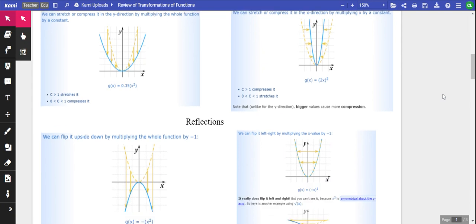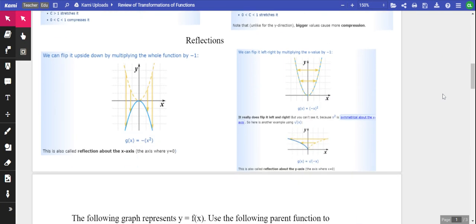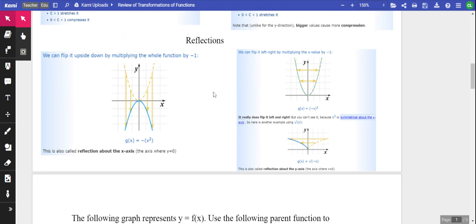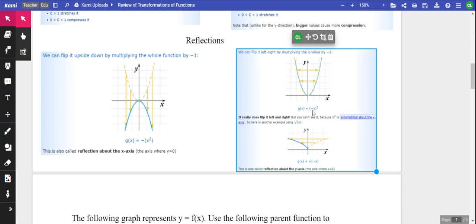The last transformation that we have is the reflection. If I want to reflect over the x-axis, turn my graph upside down, I need my negative to apply to the entire function. So again, I'm outside the x squared, and it's causing my graph to flip upside down. If I wanted to flip over the y-axis and flip left and right, I need to multiply inside the function. So when I multiply inside the function, it causes that reflection left and right.